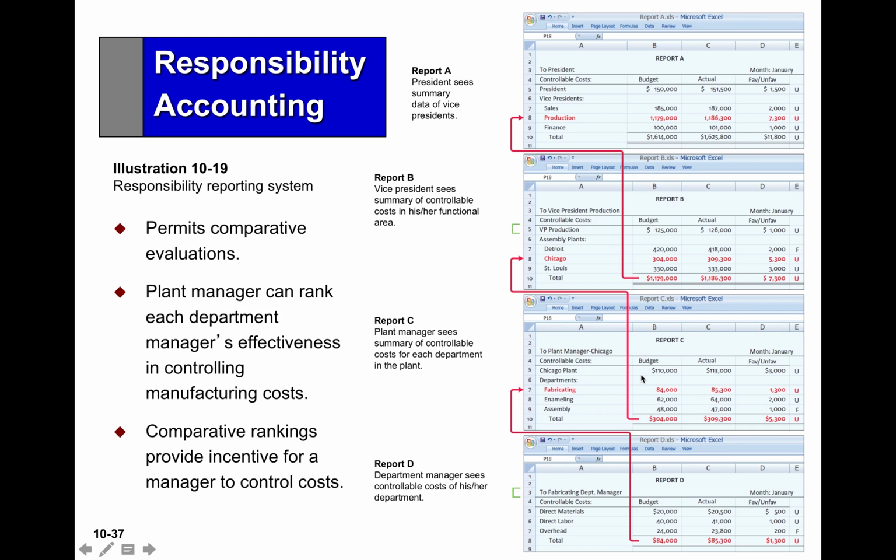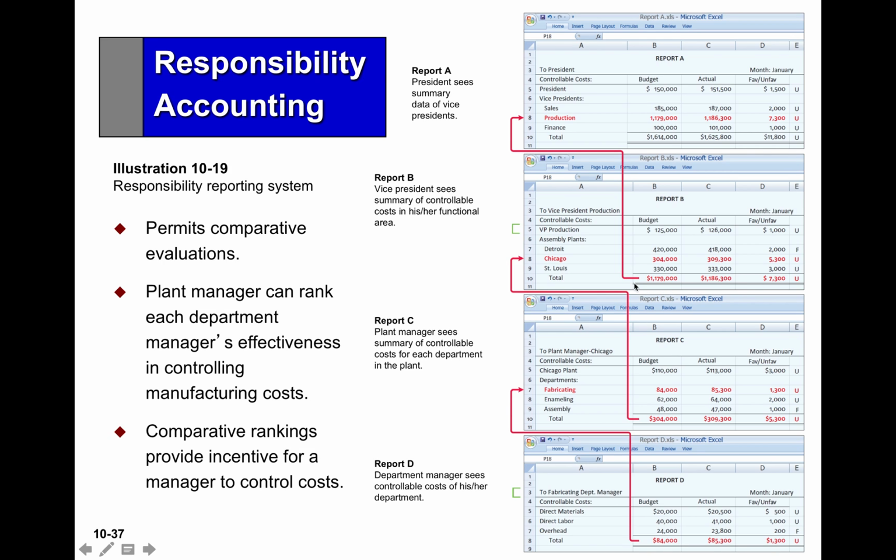Now we are creating a responsibility accounting report for the plant manager in Chicago, which has three other plants, and they are generating separate variances, right? Budget versus actual, and that 1300 is showing as one line item here because the responsibility of the Chicago plant manager is not only for fabricating but also for other departments, right? So you have all this, and the total variance is 5300 unfavorable. Now, that 5300 unfavorable becomes a small piece of the senior manager, who's not only responsible for Chicago but also for Detroit and St. Louis.